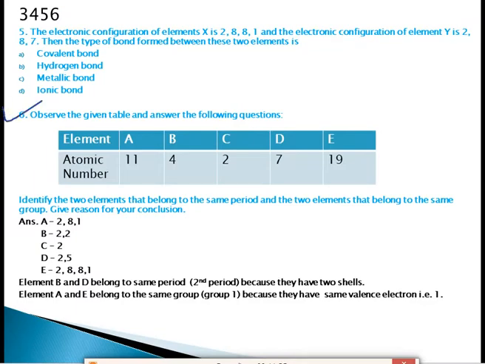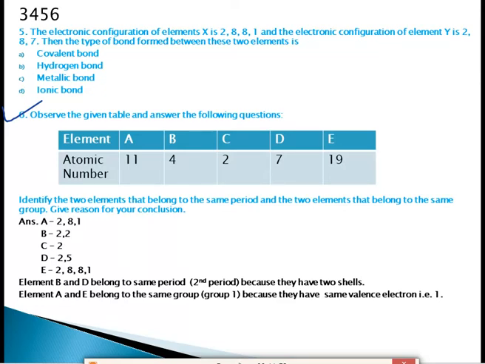Observe the given table and answer the following questions. Over there we have elements A, B, C, D, E, and their atomic numbers are also given. Element A has atomic number 11, B has atomic number 4, C has atomic number 2, D has 7 and E has 19. On the basis of this, one question is asked: identify the two elements that belong to the same period and two elements that belong to the same group. Give reasons for your conclusion.